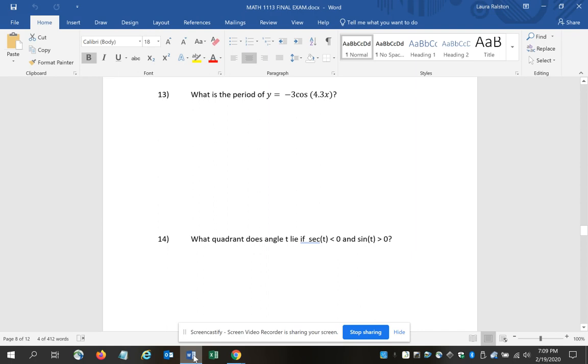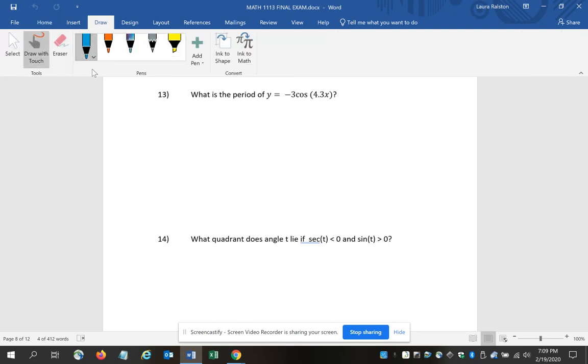We're continuing with the Math 1113 final exam review, and we're picking up with question number 13 of 20 questions. Question 13 asks you, what is the period of y equals negative 3 times the cosine of 4.3x? So we're specifically asked to determine the period for this particular function.